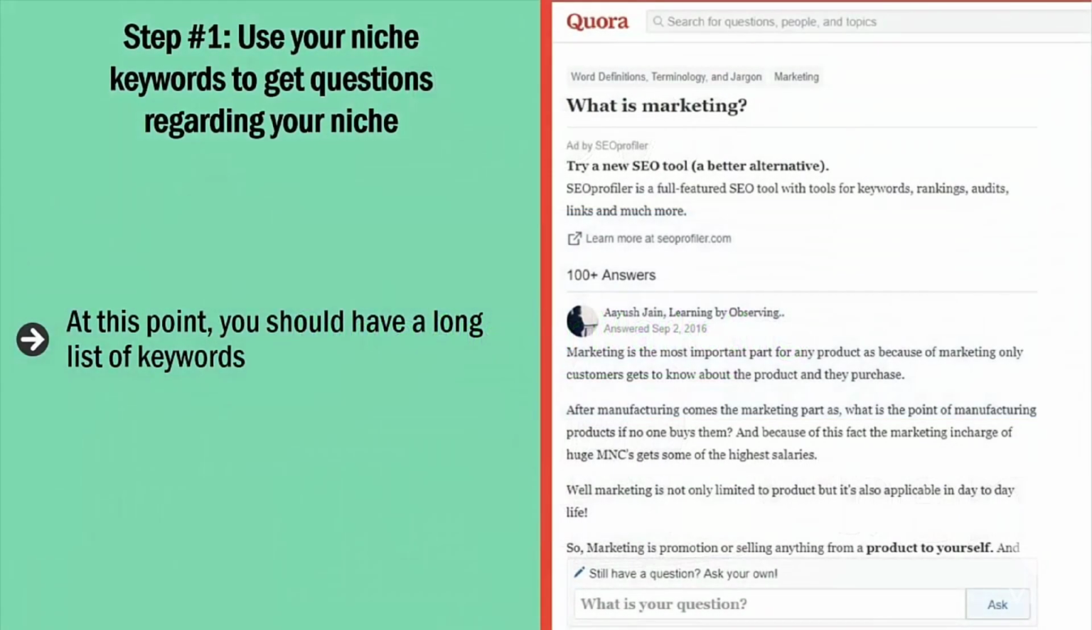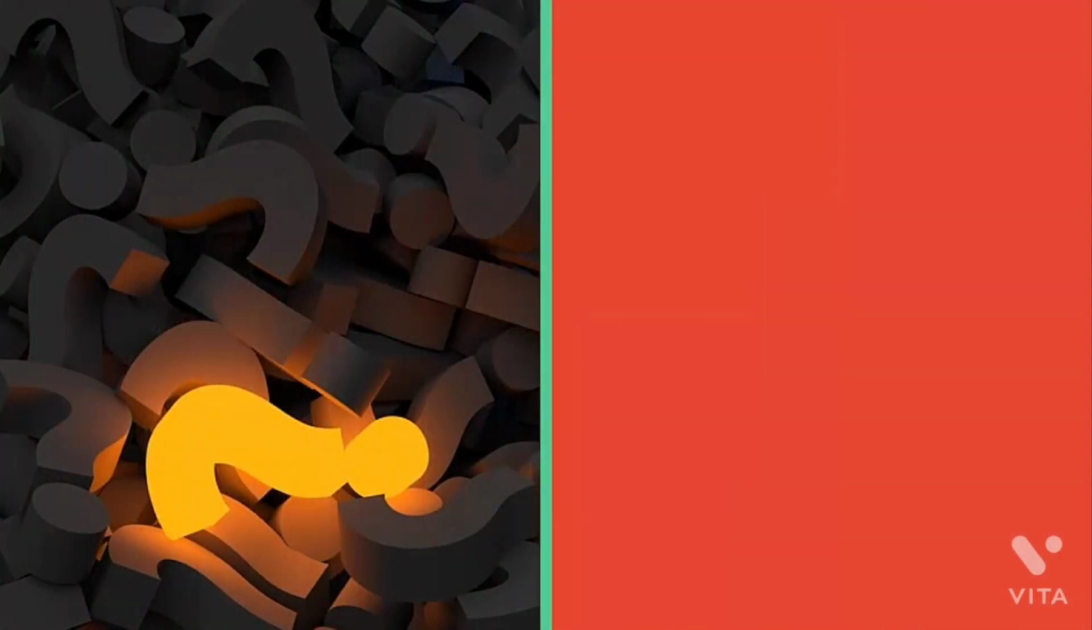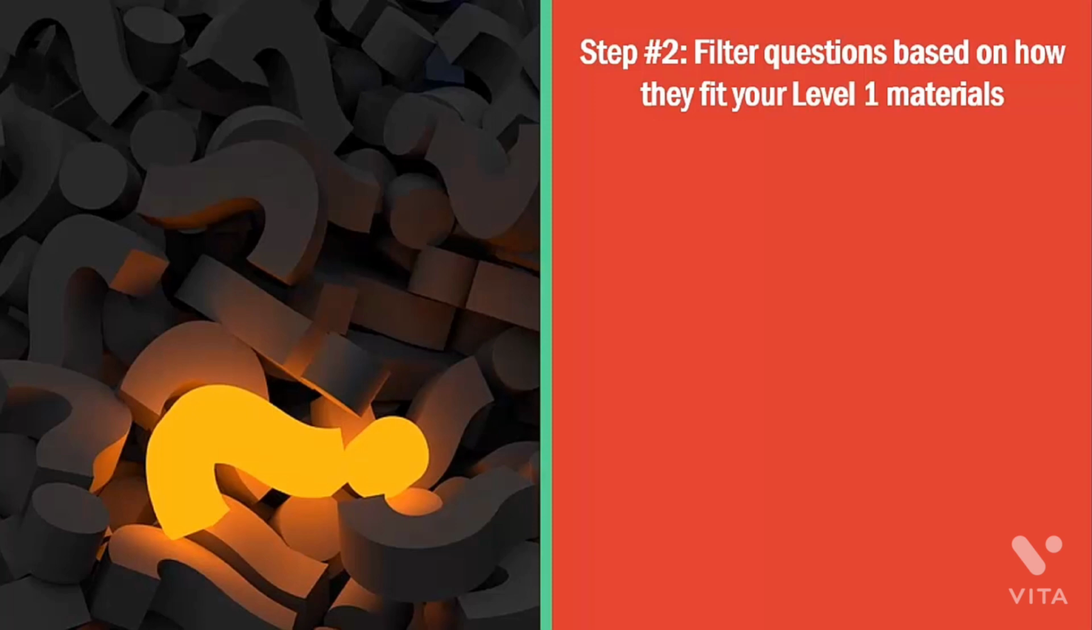Step number 1. Use your niche keywords to get questions regarding your niche. At this point, you should have a long list of keywords. These are keywords that are directly related to the products that you have selected. Enter these keywords into Quora's search box. You should be able to retrieve at least some questions related to your niche.